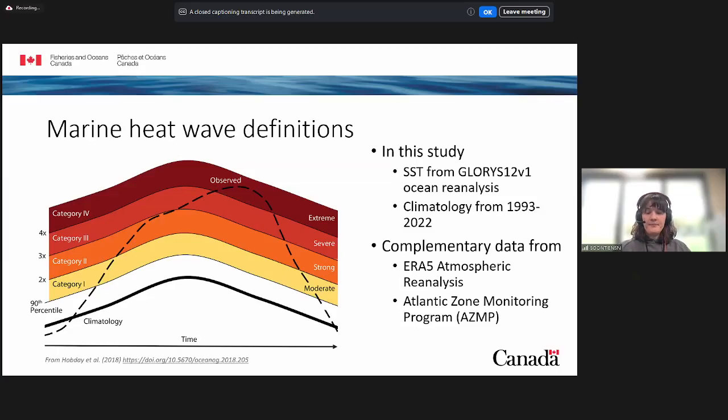90th percentile. Here we're considering 4 marine heat wave categories, ranging from moderate in the yellow to extreme in the dark red. Now, we're using sea surface temperature data from the GLORYS12 ocean reanalysis to characterize the marine heat waves, and we're using a 30-year climatological period from 1993 to 2022. This period was selected mainly because of the availability of the reanalysis data. And we complement this data with the winds from the ERA5 atmospheric reanalysis and also observations collected under the Atlantic Zone Monitoring Program.